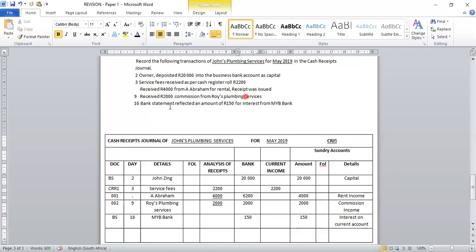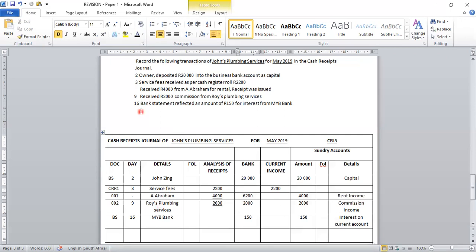On the 9th, learners, we received 2,000 Rand commission from Roy's Plumbing Services. So this will be our second receipt. Then we write 002. The date is the 9th. Details will be Roy's Plumbing Services. Analysis column, we put our 2,000 Rand. We ask ourselves whether we're receiving more monies on this day, and we are not receiving any further amounts on this day. We underline and put this money to the bank. Learners, again, you ask, why am I receiving this money? We are receiving this money because we are receiving commission from Roy's Plumbing Services. So commission income does not have a specific column in the CRJ. It has to be recorded in the sundry accounts column. So you are going to put 2,000 Rand and the details will be commission income.